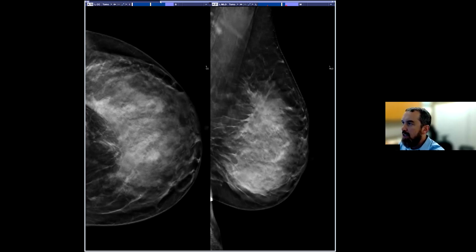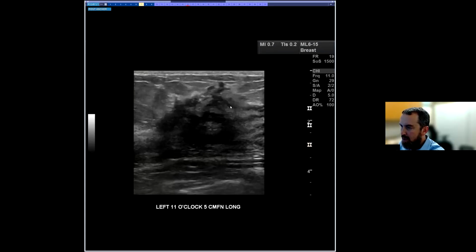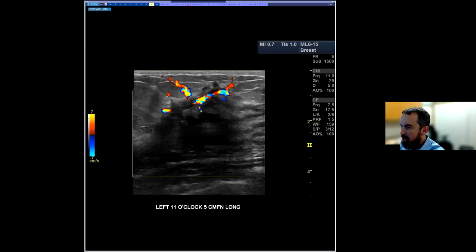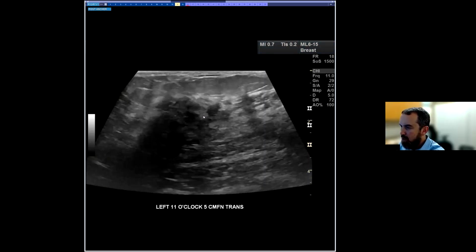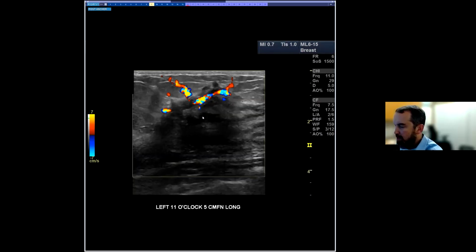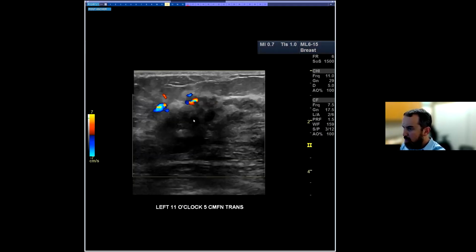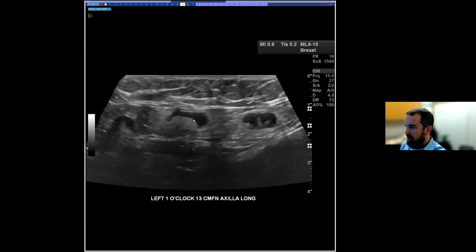The patient did go on to have an ultrasound. We see a large area at 11 o'clock, 5 centimeters from the nipple, which is heterogeneously hypoechoic, with angular and indistinct margins, maybe a little bit of that hyperechoic halo, posterior shadowing, and some associated vascularity. This corresponds with the finding that we saw on the left breast at 11 o'clock on the mammogram with that area of distortion. And this is highly suspicious for malignancy.